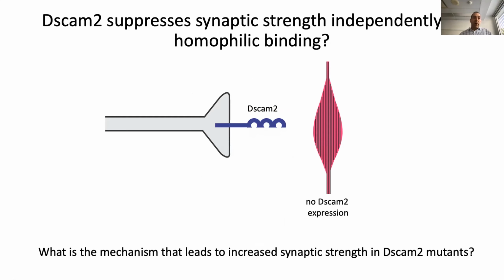And this was quite surprising because all of the other functions that we knew of DSCAM2 were dependent on homophilic binding. But if the muscle isn't expressing it, we can tell that the muscle's not expressing it, but also we can knock it down in the muscle and nothing happens, which means that it's not functioning there, even if it was expressed at low levels. This suggests a different mechanism through which DSCAM2 is working to inhibit synaptic strength.